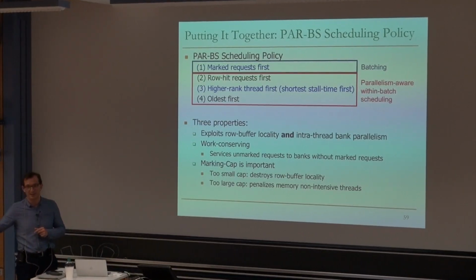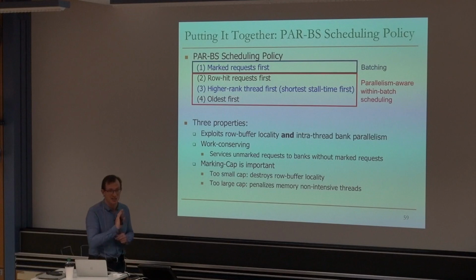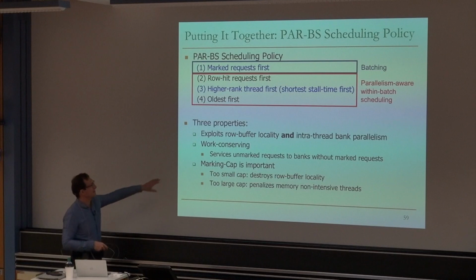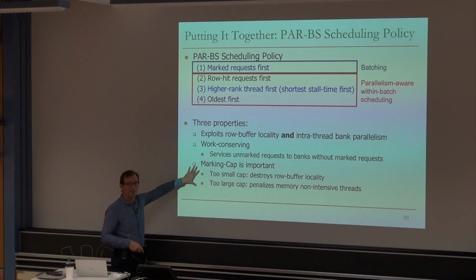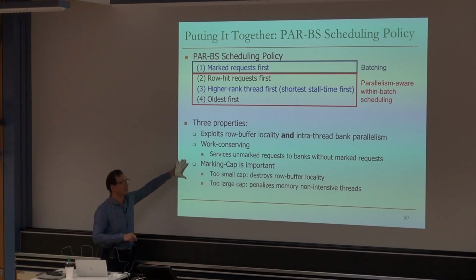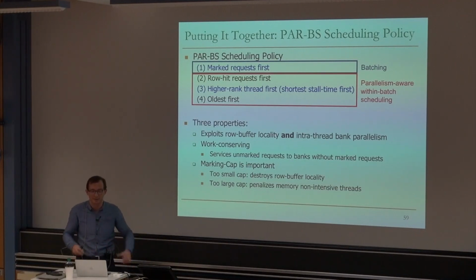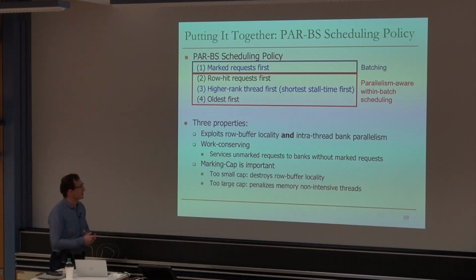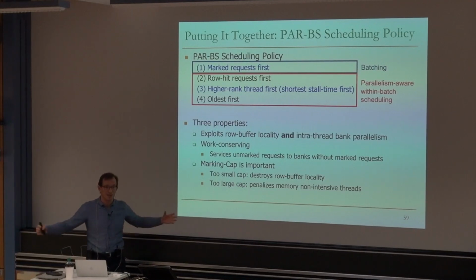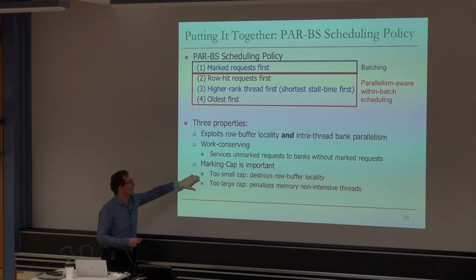There is no delay that's induced because of this or because of batching. So unmarked requests are still served if they can be served. And the last one is marking cap is important. Remember, marking cap determines how many requests are marked for a given thread to a bank when you have no marked requests in the system. So now this leads to an interesting issue because that determines how many marked requests that you have for a given thread. If you have too small a cap, if you are very conservative in marking the requests, you may not exploit row buffer locality very well.